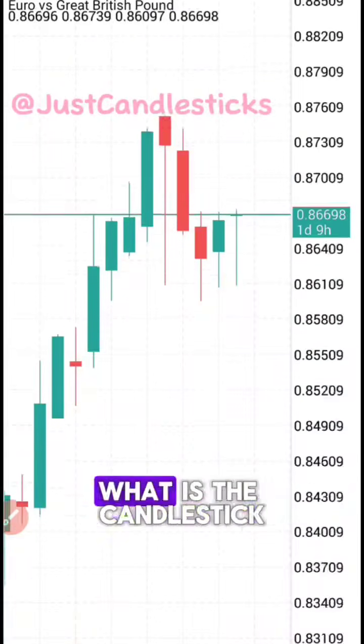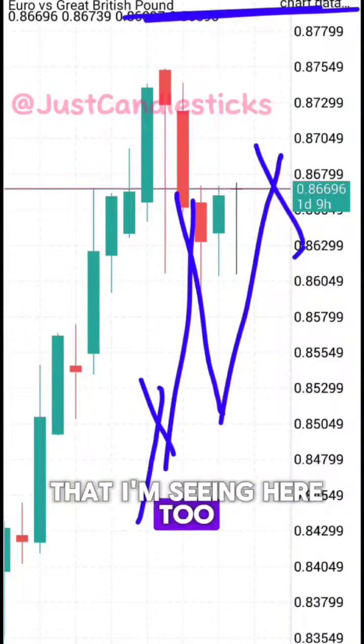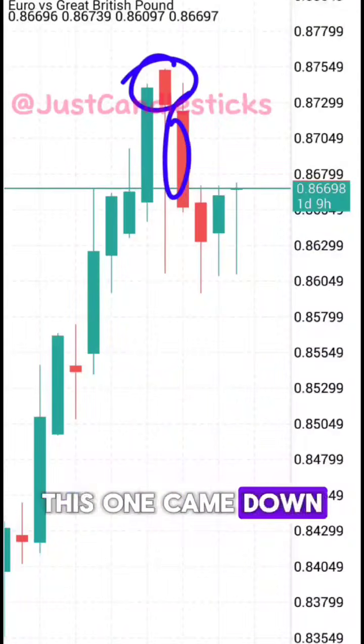So what is the candlestick telling us? Based on this candlestick that I'm seeing here on a weekly, I already look at this candle came down, this one came down, this one came down.